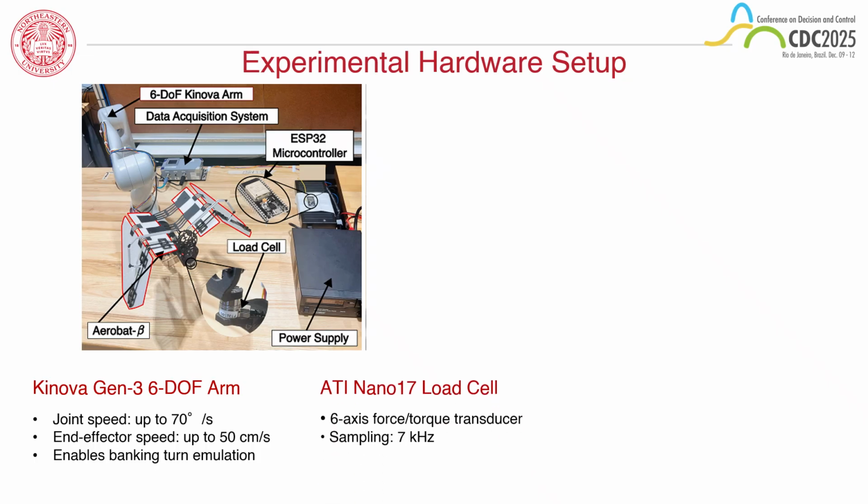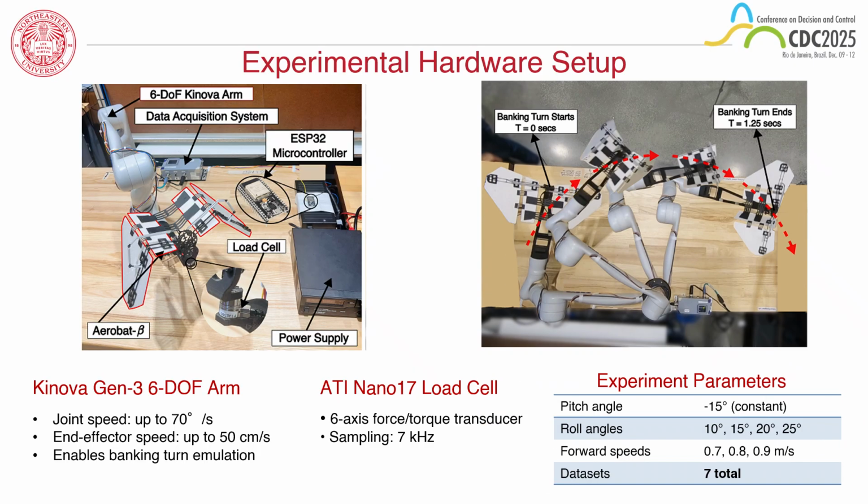Critically, we have integrated an ATI Nano 17 6-axis load cell at the interface between the arm and the robot. This transducer samples force and torque data at 7 kHz, giving us high fidelity measurements of the fluid structure interaction during flight. On the right, you can see a sequence of snapshots for our banking experiments.